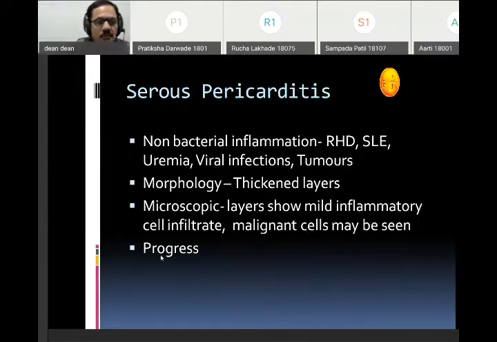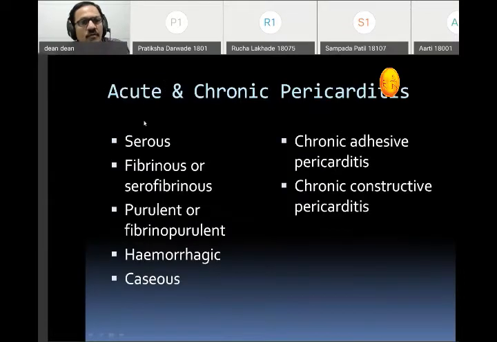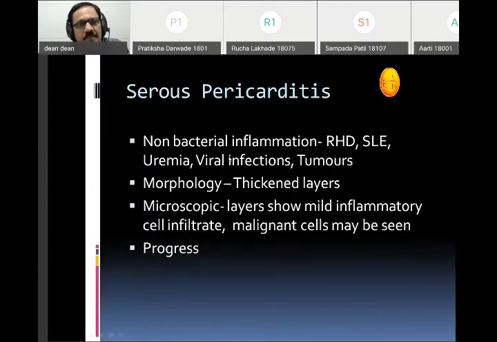What is the progression? Progression is good. The prognosis of the patient is good. Most of the fluid will get absorbed and the patient will become normal. But in case of complication, sometimes it may turn into fibrinous serous pericarditis. So fibrin material that is added will lead to serofibrinous type of pericarditis. So this is the first type of acute pericarditis, called the serous one. Now we'll switch over to the fibrinous or serofibrinous.